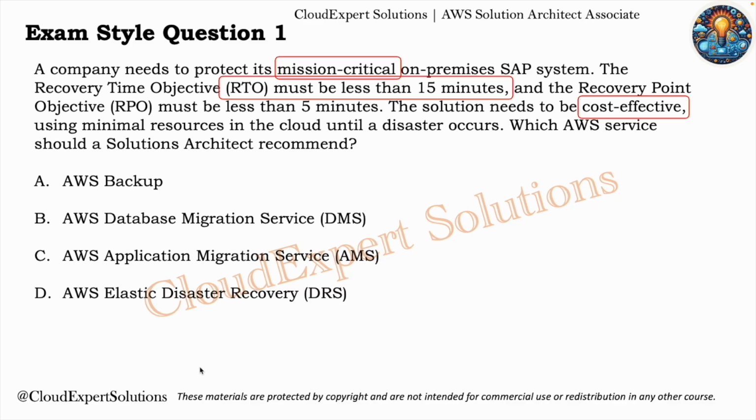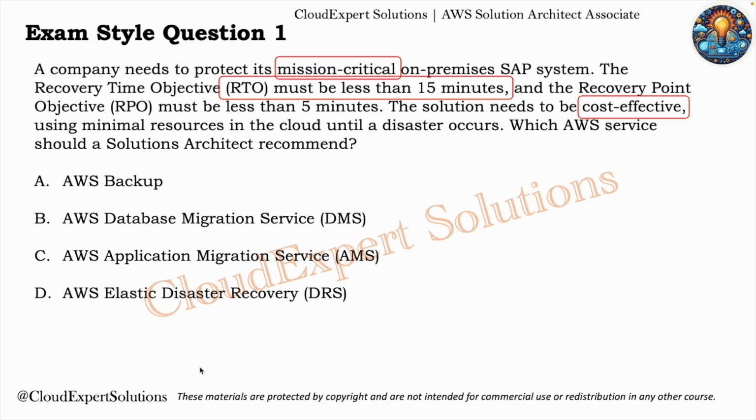Now let's review the answers. We have AWS Backup, AWS DMS, AWS AMS, and AWS DRS. I believe you have already understood the answer. If not, you can pause the video here and figure out what the correct answer is. Once you are done, you can join us.